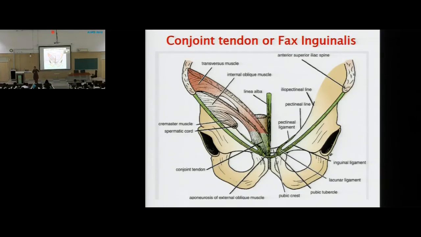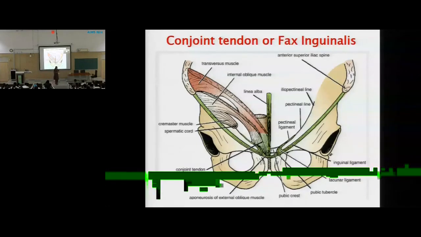That is why these internal oblique and transversus abdominis fibers take origin from the reflected part of the inguinal ligament, or the reflected part of the external oblique aponeurosis. Why? Because then this space again is protected. So any space that is physiologically present has to be protected, and in this case it is protected by these two muscles which are present anteriorly.